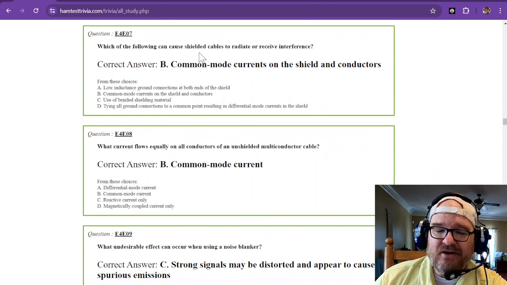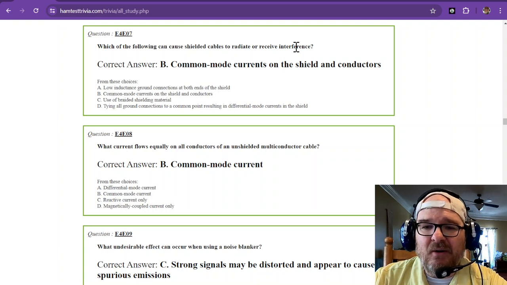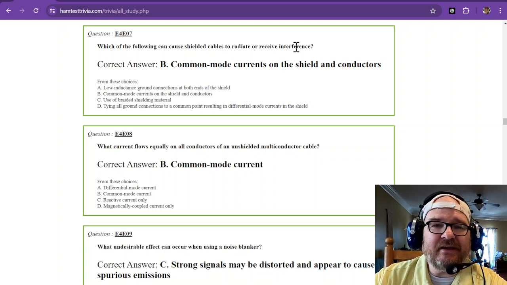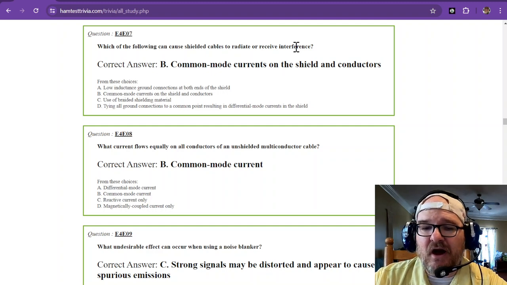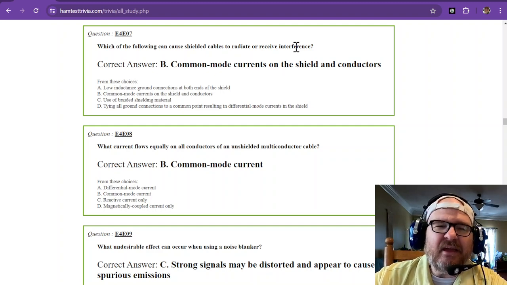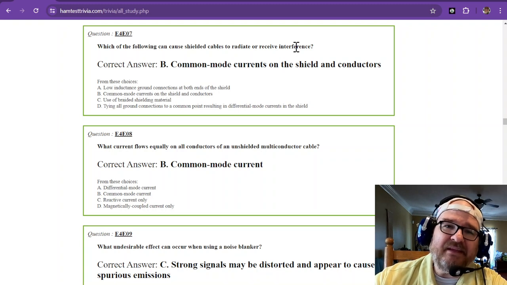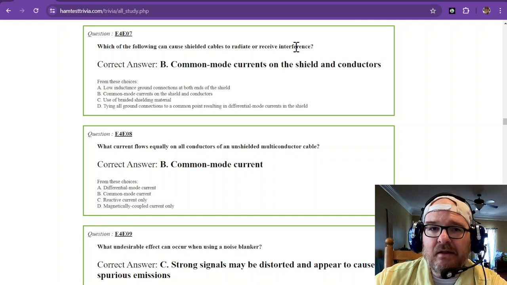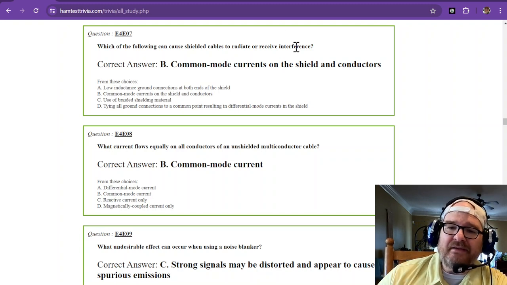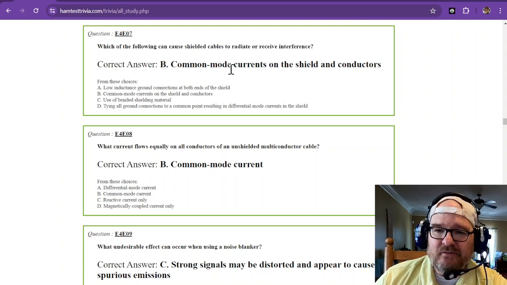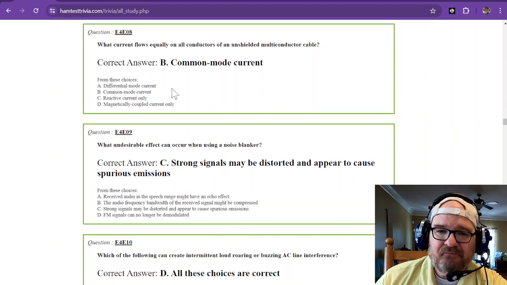Which of the following can cause shielded cables to radiate or receive interference? Now, these are known as common mode currents on the shield and conductors. And you can mitigate some of those issues with common mode currents by putting ferrite beads or ferrite cores along the outside or making an ugly balun. There's multiple ways to mitigate some of those issues. So common mode currents on the shield and conductors.